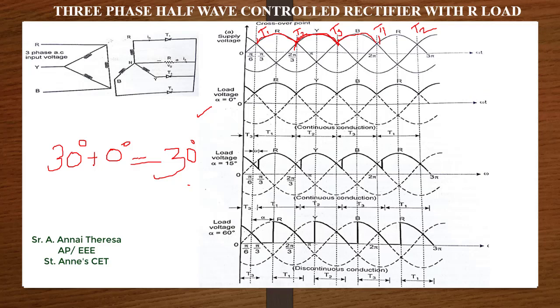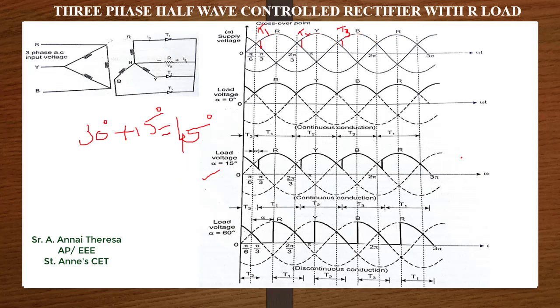This is for alpha equal to 0 degree. The minimum angle is 30, so 30 plus 0, 30 degree. So this is continuous conduction. See, there is no zero reached. This is continuous conduction.